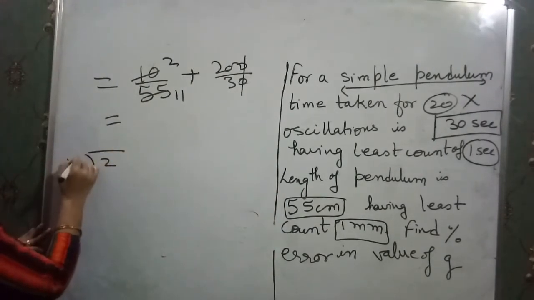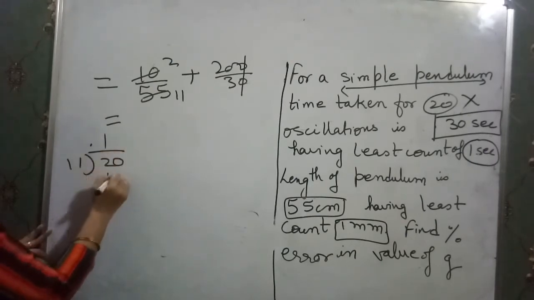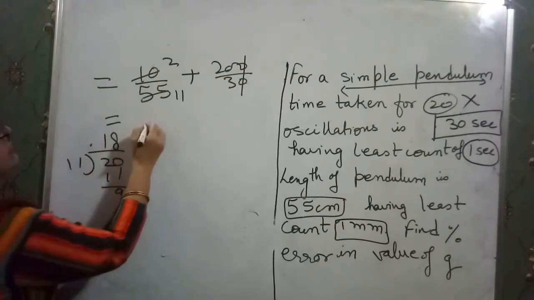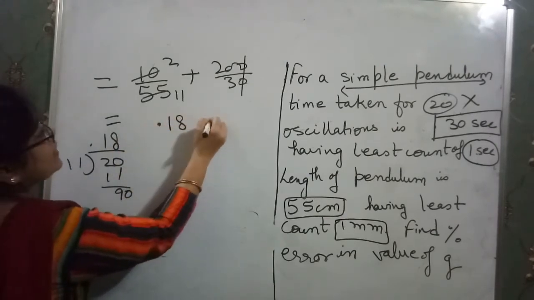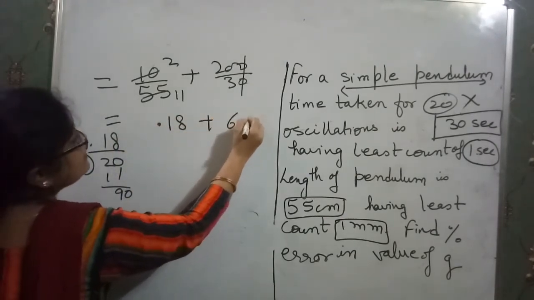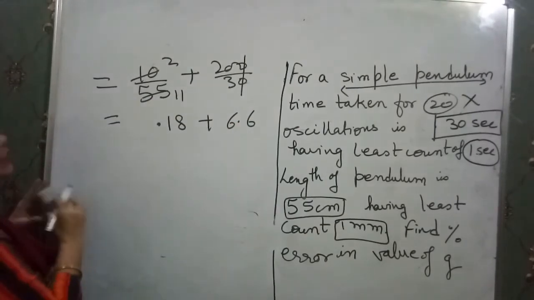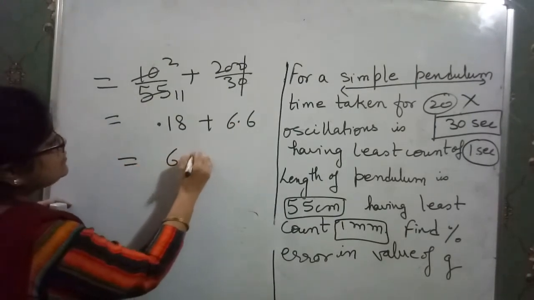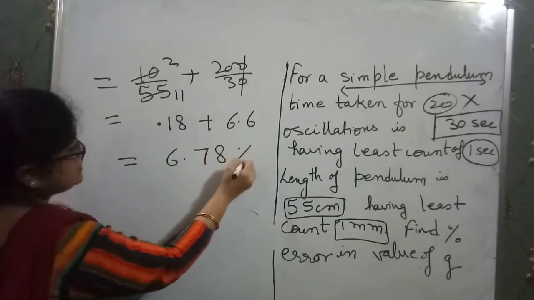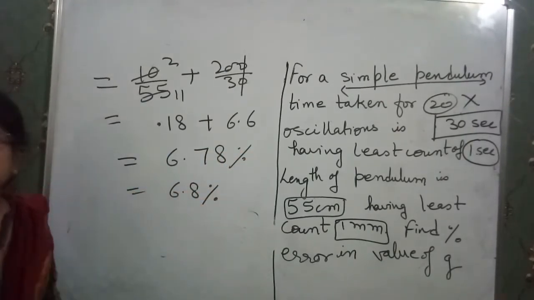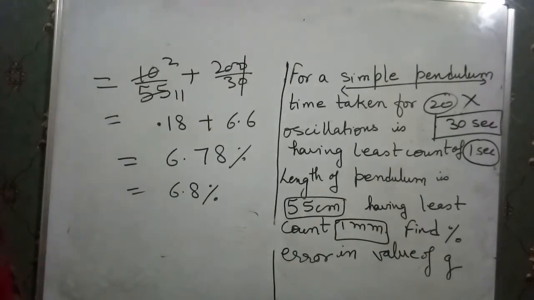2, 11. 0.0, 11 1s are 11, 9, 8. That is 0.18. And here we have 3 6s are 18, 3 6s are 18. Clear? Now add both of them. So we have 6.78 percentage or 6.8 percentage. In this way we do the percentage error questions.